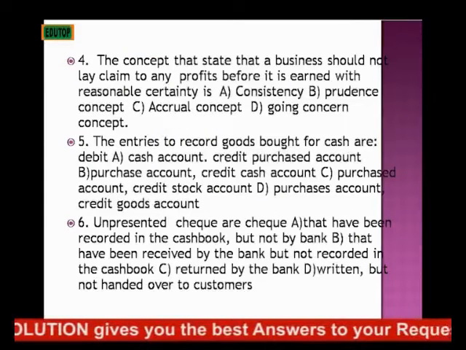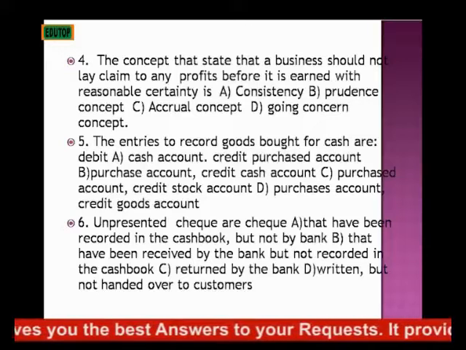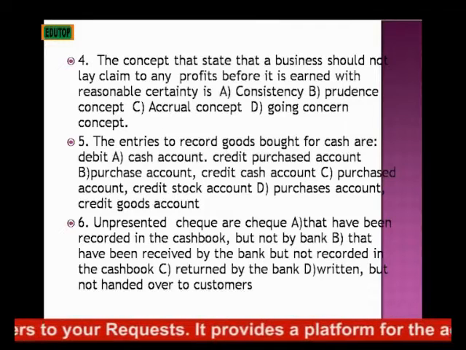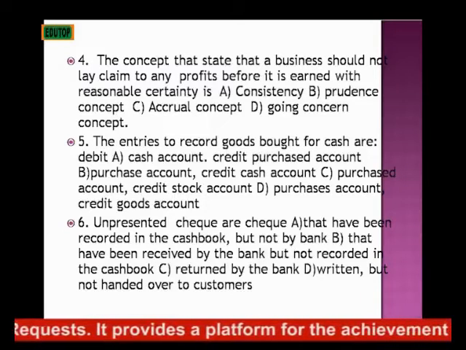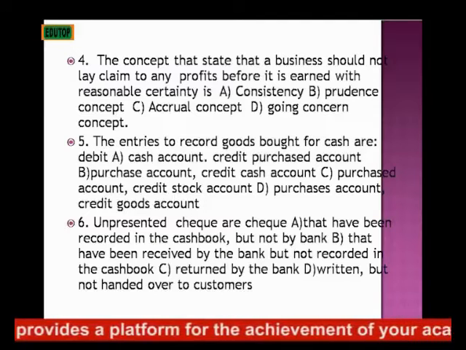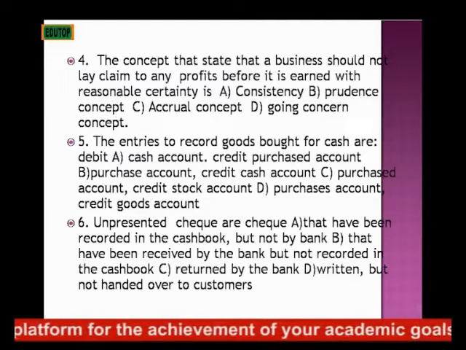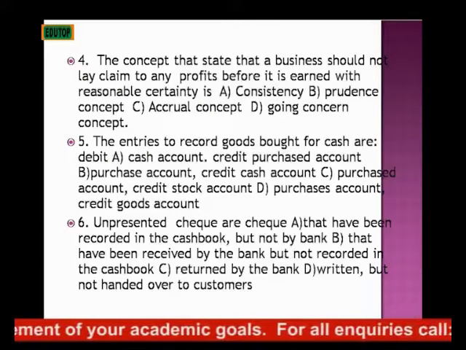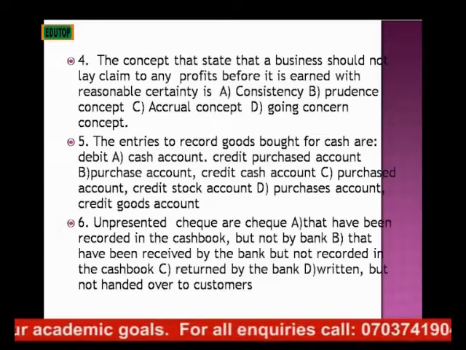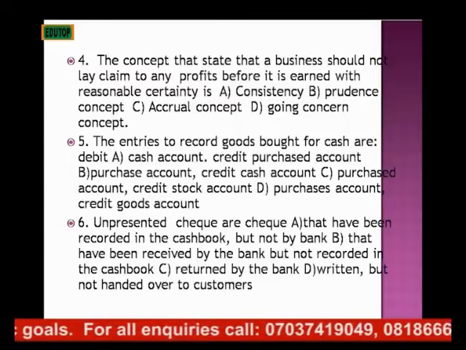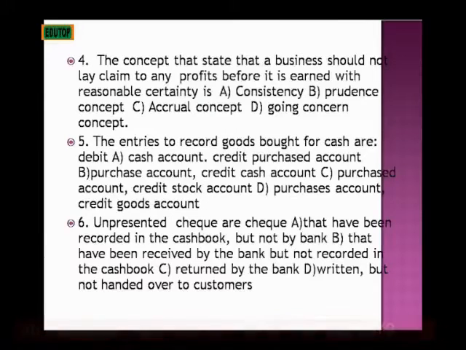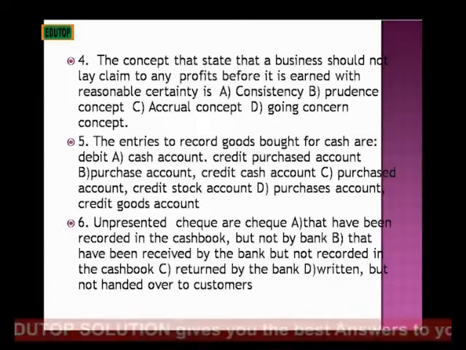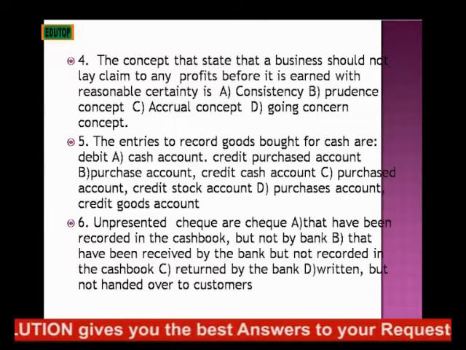And the fourth question says, the concept that states that a business should not lay claim to any profit before it is earned with reasonable certainty is: A, consistency; B, prudence concept; C, accrual concept; and D, going concern concept. The fifth question says, the entry to record goods bought for cash is: A, debit cash account, credit purchases account; B, debit purchases account, credit cash account; C, debit purchases account, credit stock account; and D, debit purchases account and credit goods account.